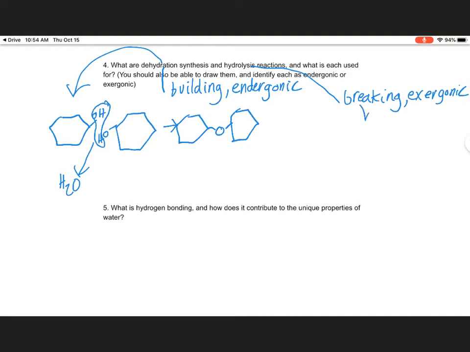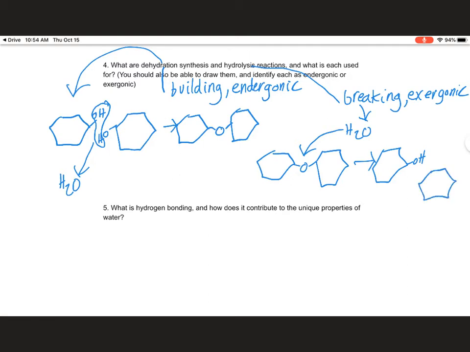If I want to do hydrolysis, the opposite of that, we could start out with these two sugars bonded together. We have to put water in, and we end up with the two sugar molecules separate. So I showed this with sugar molecules, but the same processes are going to happen when you're bonding fatty acids onto glycerols to make lipids, or when you're bonding two amino acids together to form a polypeptide.